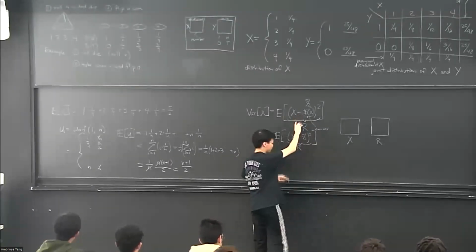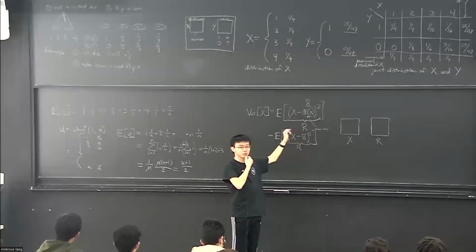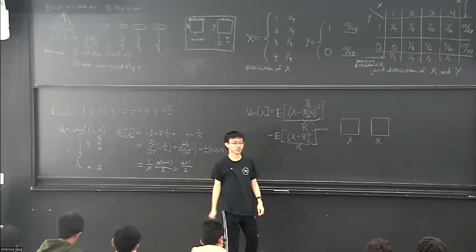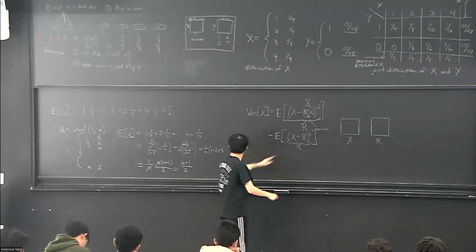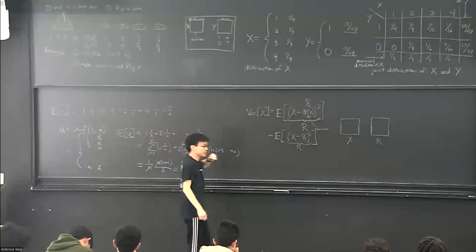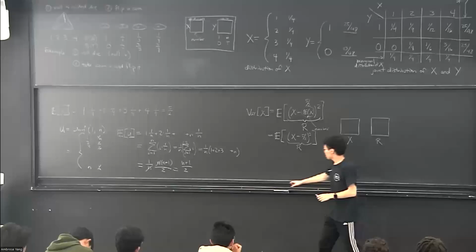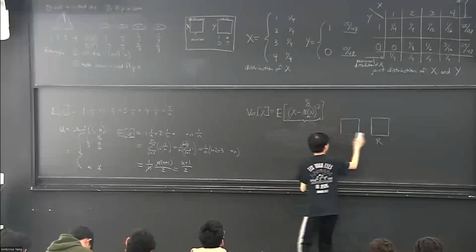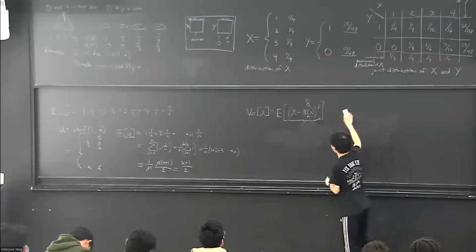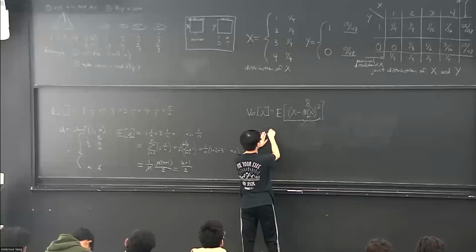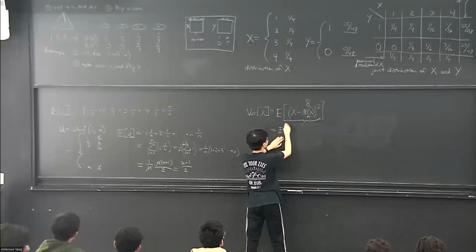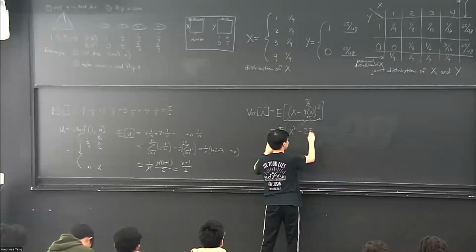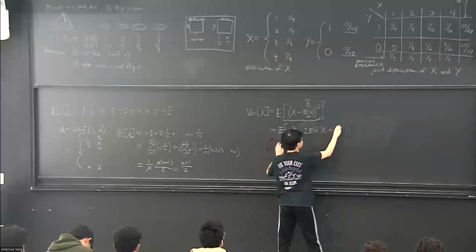But calculating it this way is often hard, because that means I now have to write out the distribution of R. So I have to list out all the values of R and the corresponding probabilities, and then do this kind of thing again, which is kind of annoying. So here I'm going to introduce the second, alternate method of calculating the variance.